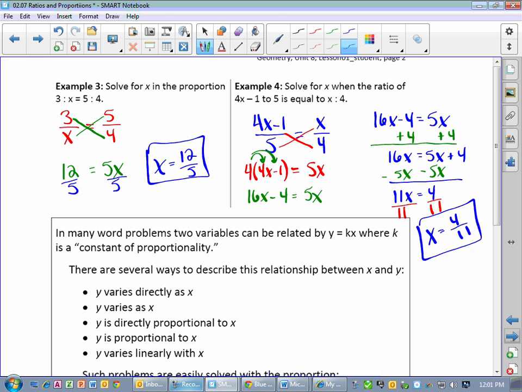You could get a decimal if you wanted to, I think it's 0.4444, plus fractions.